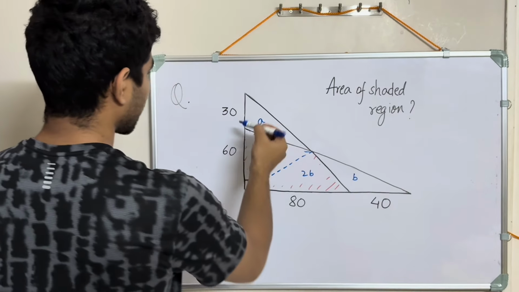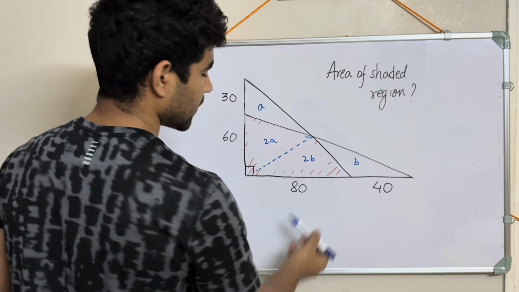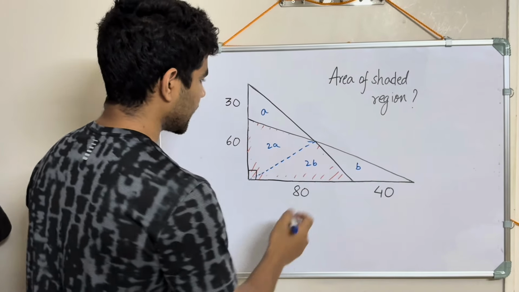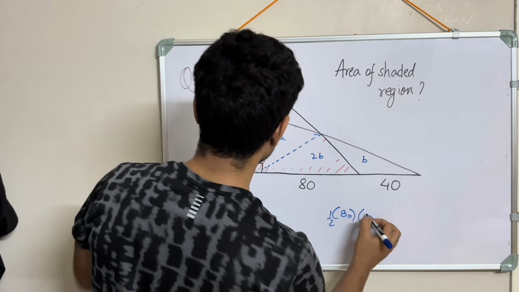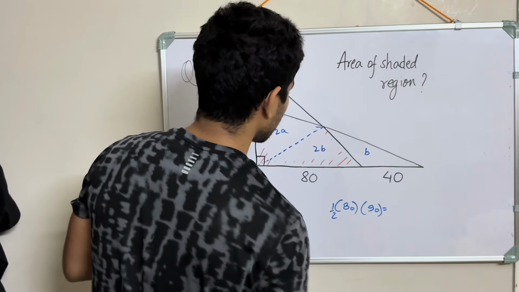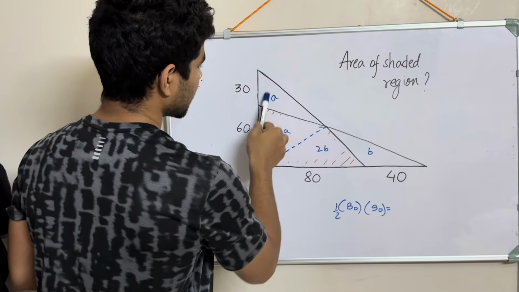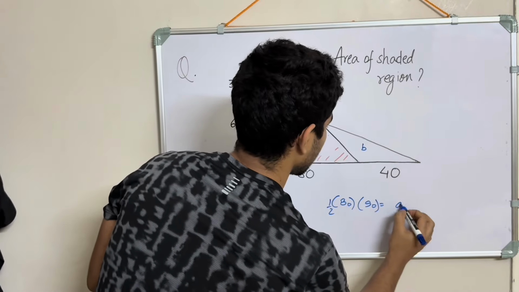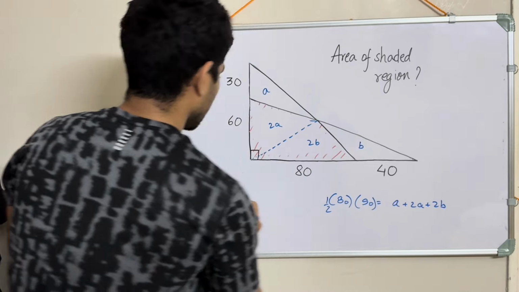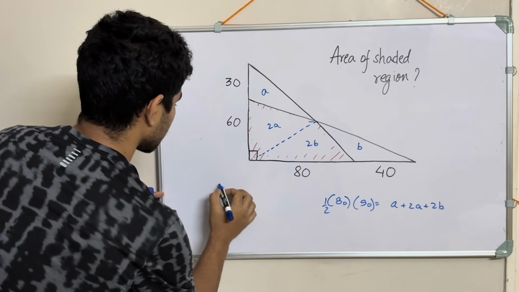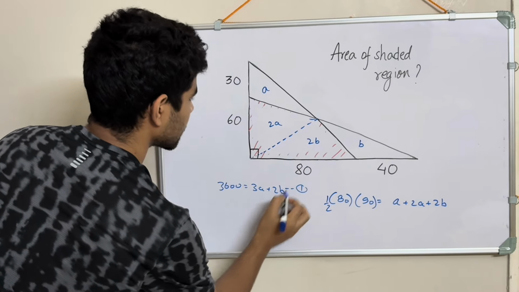Now assuming the bigger triangle, this one, with the altitude length to be 30 plus 60, which is 90, and the base length 80. Now writing the area of this bigger triangle, which will be half into base 80 into height, which is 30 plus 60, which is 90, equal to the summation of these 3 segments, which are triangles obviously, A plus 2A plus 2B. Hence, solving this equation, we get 40 into 90, which is 3600, equal to 3A plus 2B, our first equation.